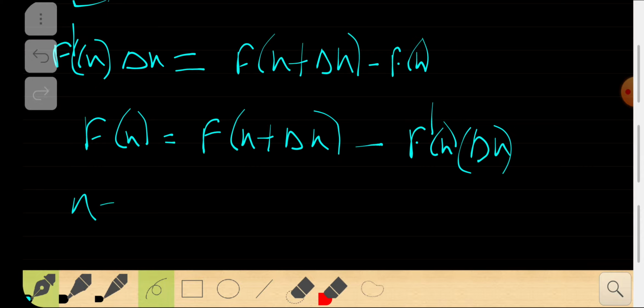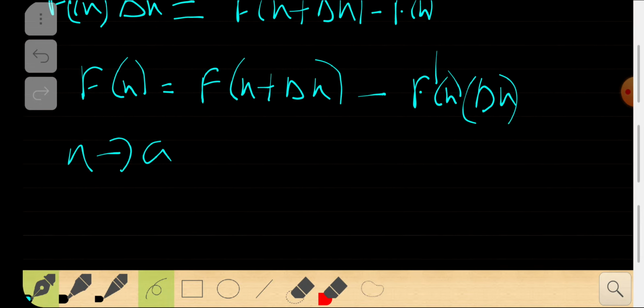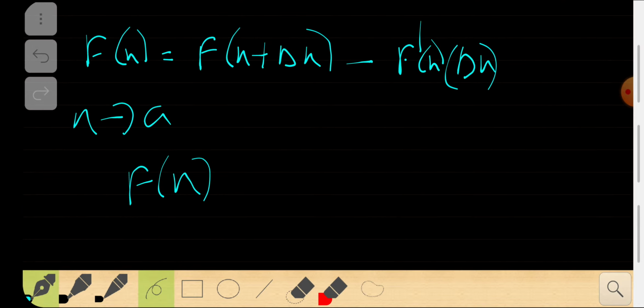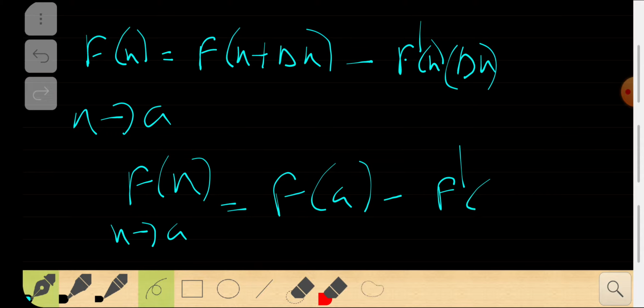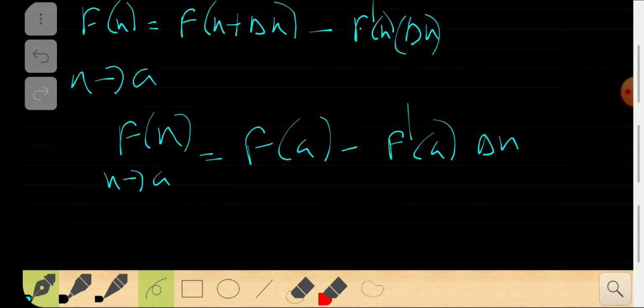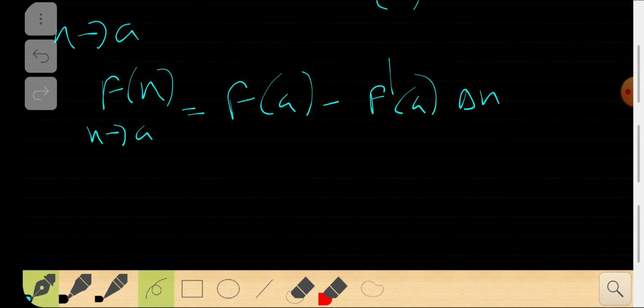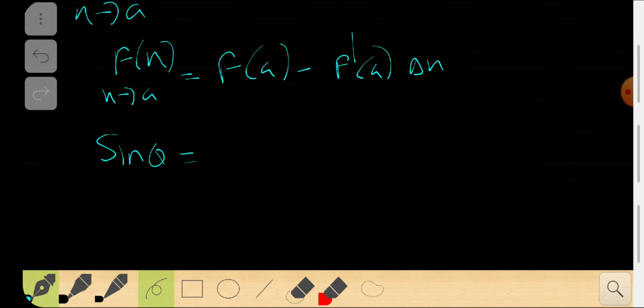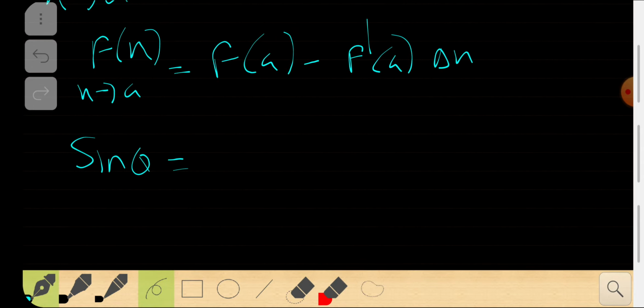For x tends to some a value, f of x will be equal to f of a plus f dash of a times delta x, right? So that will be that. If you have a function like sine theta, this is called linear approximation. Now I'm going to use that linear approximation to get something called small angle approximation.